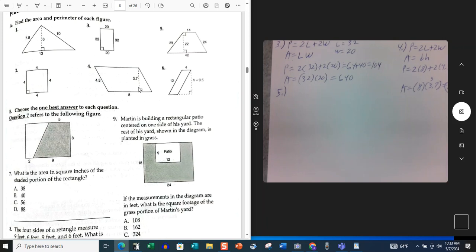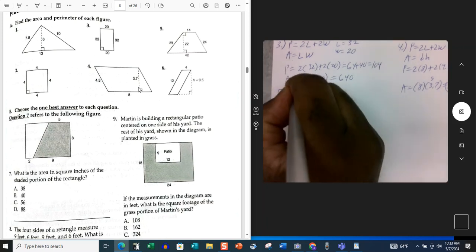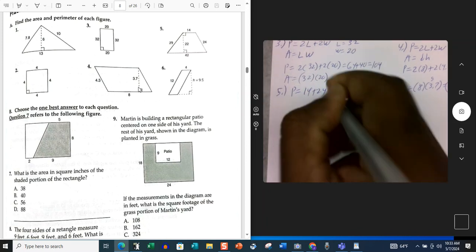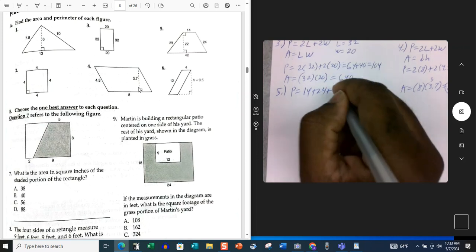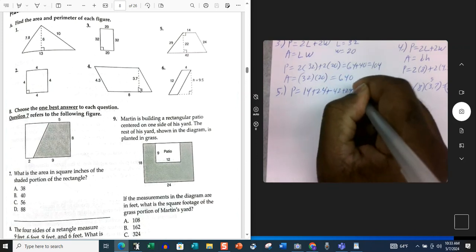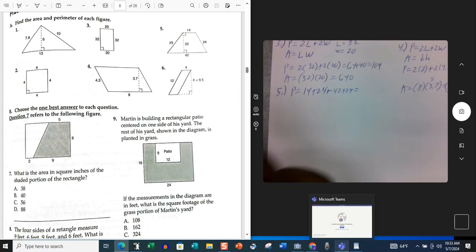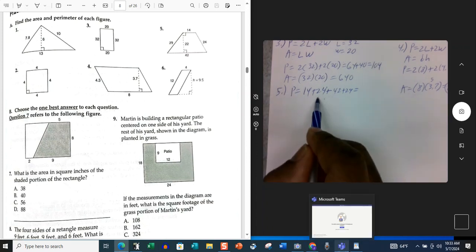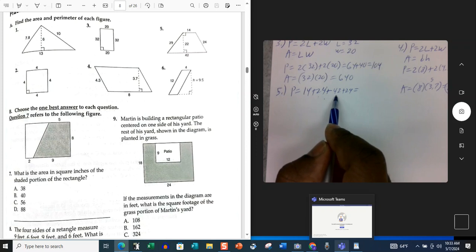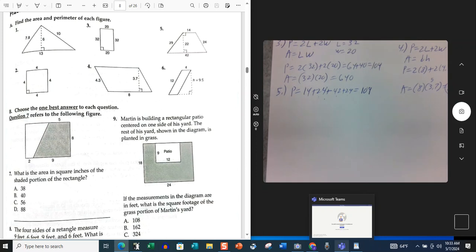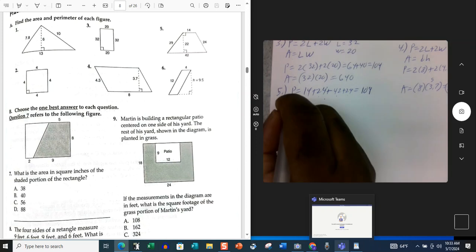If you notice here, we have a trapezoid. Trapezoid, we would just add all of the sides. So it'd be 14, 24, 42, and 29. So we could put this in our calculator, or we could just add it out by hand. So 14 and 24 is 38. 38 and 42 is 80, plus 29 is 109. So that's how much the perimeter is of the trapezoid.